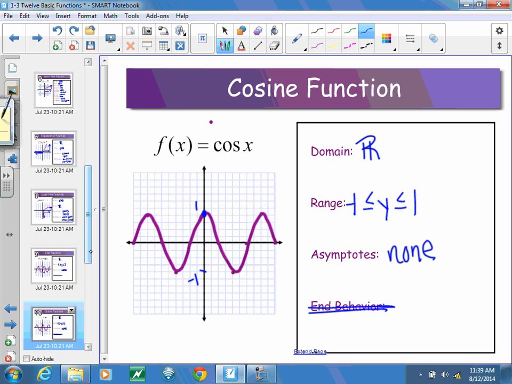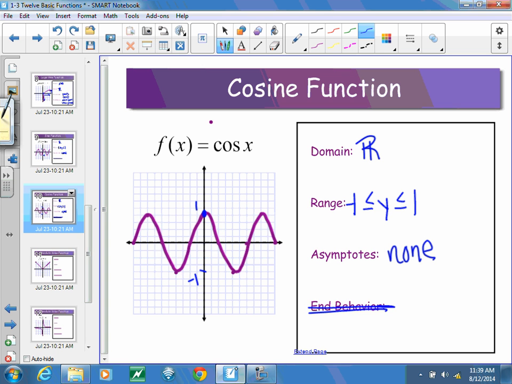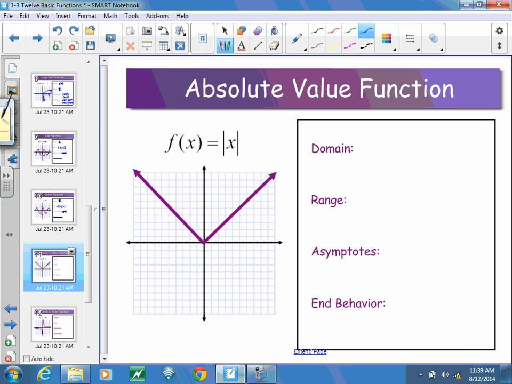All right, we're getting close to the end. We've got 3 more functions to go over, see where I'm at time-wise. The next one is the absolute value function. We kind of worked with this one when we were doing the graph translation theorems. Absolute value, it's making that V shape.